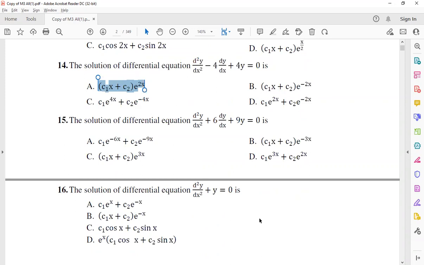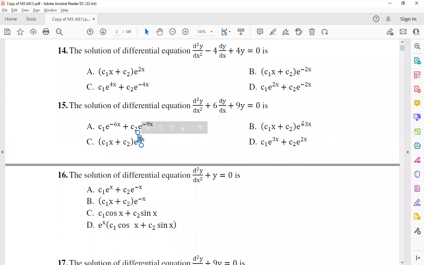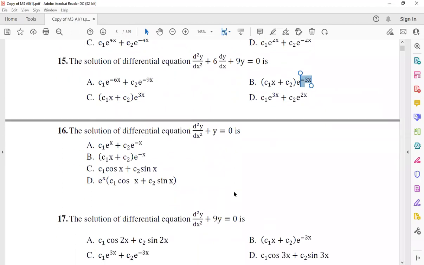-3. Roots are -3, option B. Roots are repeated. -3 twice. Yes, ma'am. So option B is correct. B, -3. So here it is -3. Same option is here, but here it is +3. So this is not. -3 is the correct one. Next, 16.